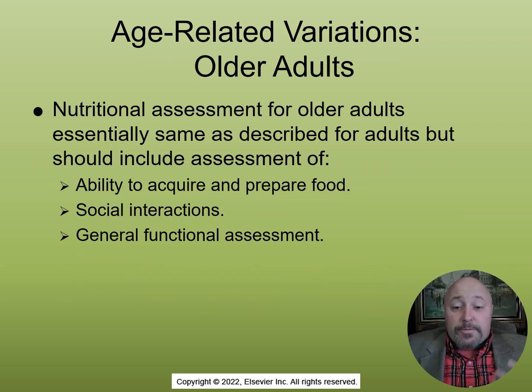The nutritional assessment for older adults is essentially going to be the same as described for adults, but should also include assessment of their ability to acquire and prepare food, their social interactions, as well as general functional assessments. And again, that ability to swallow is going to be especially a top priority, especially when we start talking about patients such as post stroke, who may be at a much higher risk of aspiration.